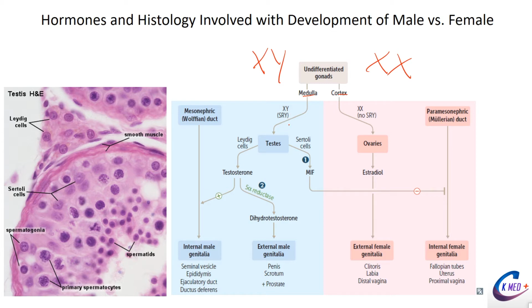And so the big thing is that on Y chromosomes, you have a gene called SRY. And so if you're SRY positive, then you make testes. If you're not, then you make ovaries. That's the easiest way to remember this.